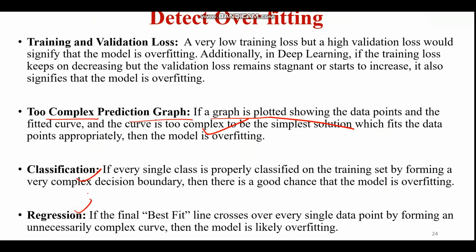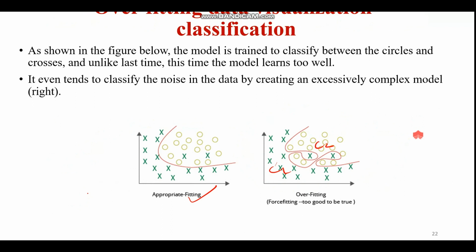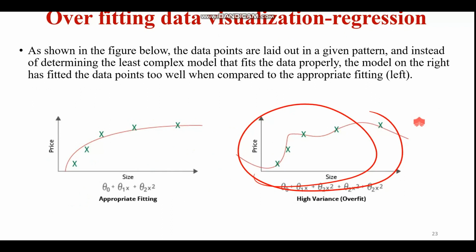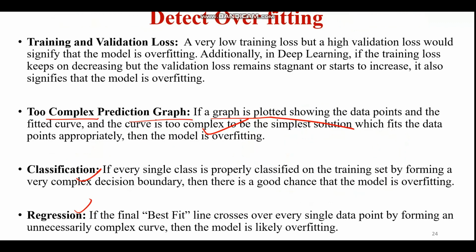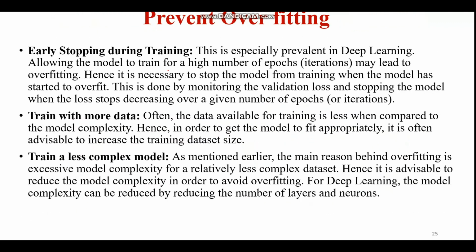So classification and regression we have already discussed over here. This is how we can detect overfitting in classification and how we can detect overfitting in regression. So let's discuss briefly about preventing overfitting. To prevent overfitting, early stopping during the training can be done, because we know the reason behind overfitting, that is overtraining the model. So we have to train the model less in this case. So we have to do early stopping during the training.